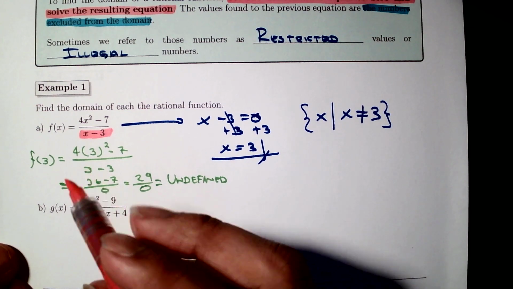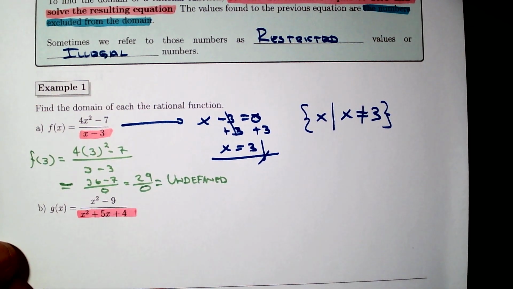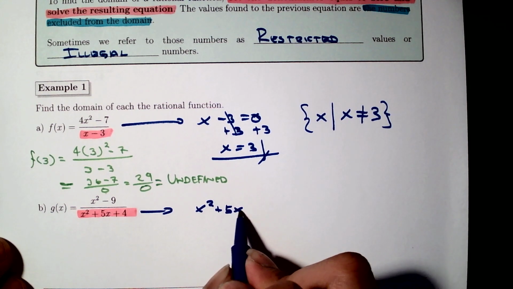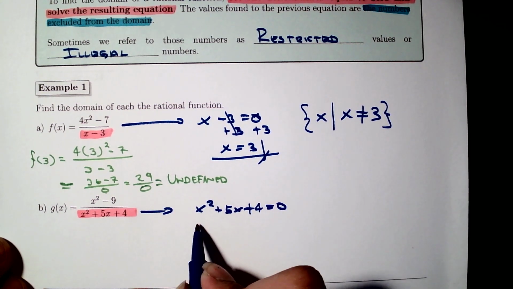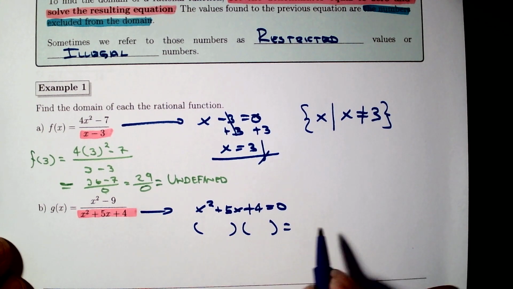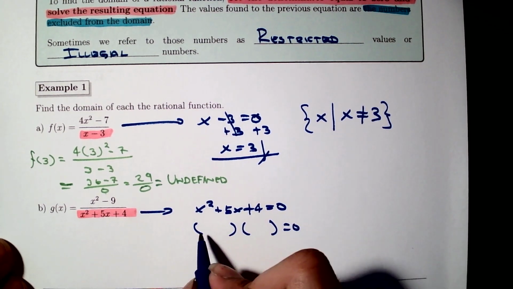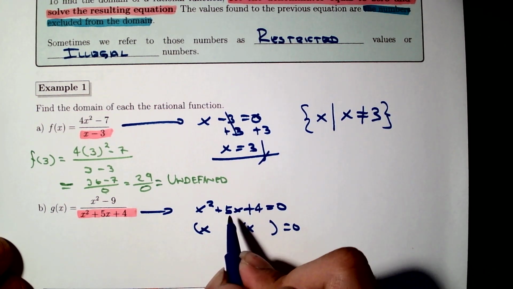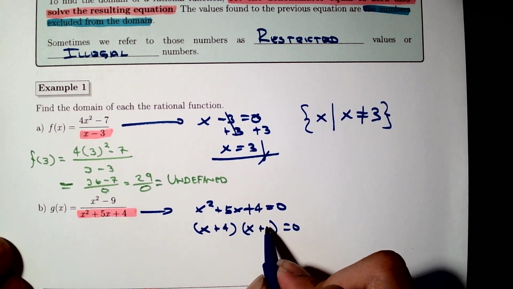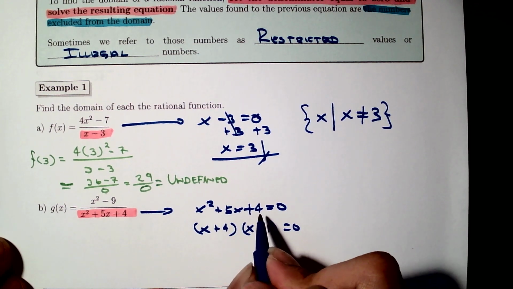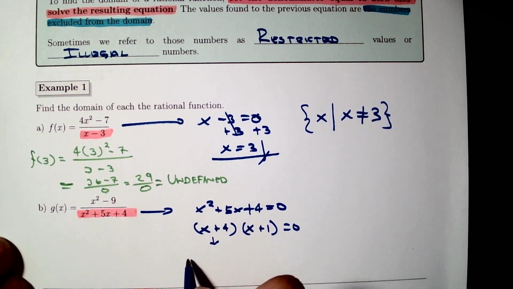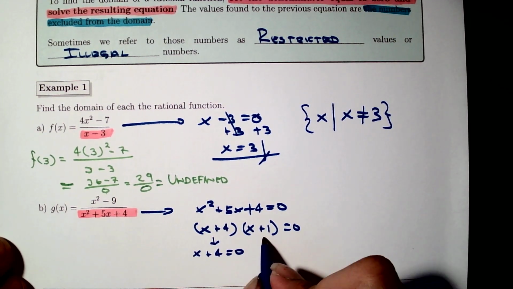Example B. Highlight the denominator, x squared plus 5x plus 4, and set it equal to 0. So x squared plus 5x plus 4. We double bubble it in this case, because the leading coefficient is 1, so this one is easily factorable by double bubbling. Factors of 4 that add up to 5 are plus 4 and plus 1. 4 times 1 is 4, 4 plus 1 is 5. Setting x plus 4 equal to 0 and x plus 1 equal to 0.